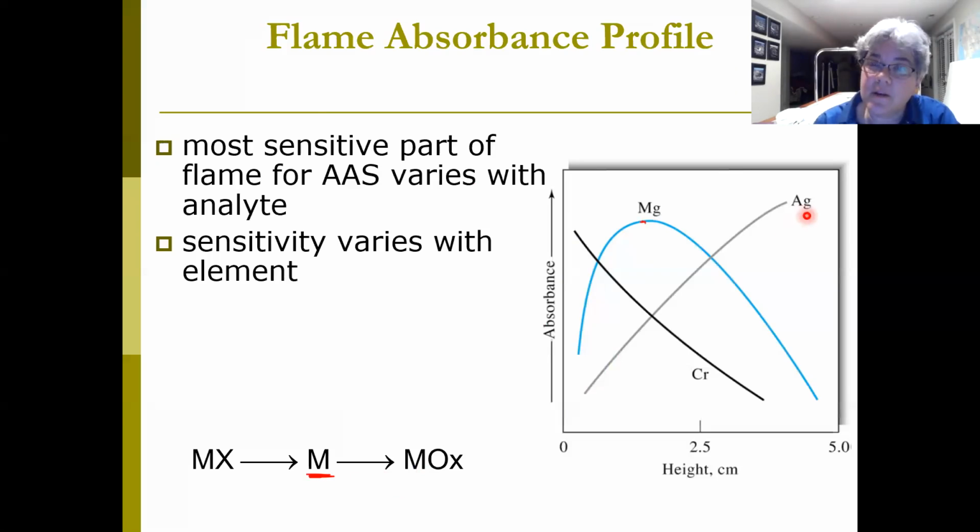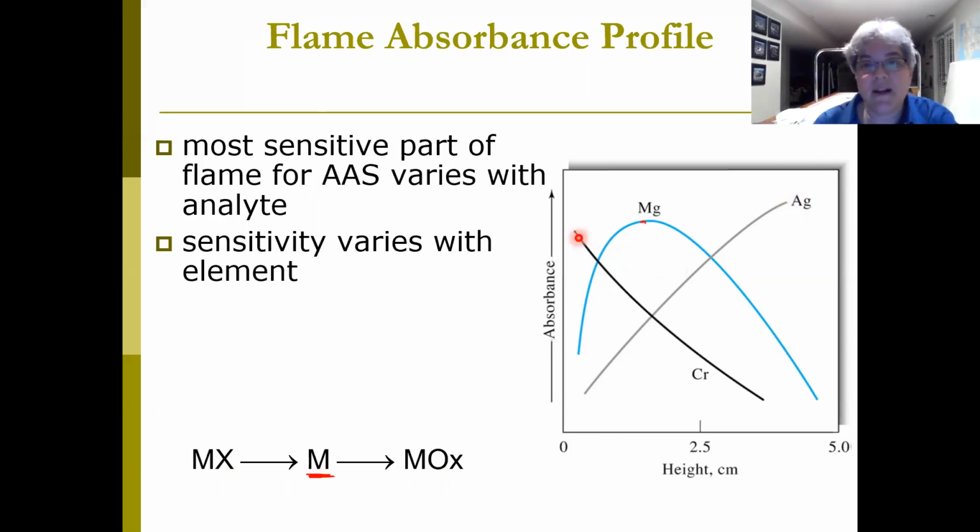Now, silver is very different. Notice when I'm low in the flame, the signal is low. And then as I go higher, the signal keeps getting higher and higher. Silver does not like to form oxides, which means the longer it's in the flame, the more silver you get. So to measure silver with the maximum signal, I want to be high in the flame. For magnesium, I want to be in the middle.